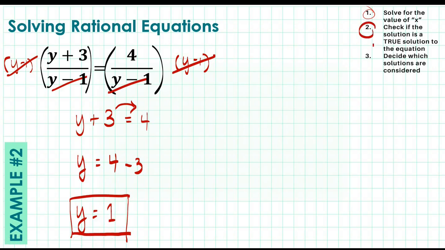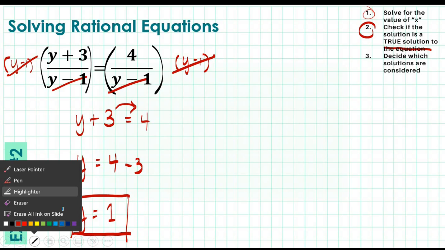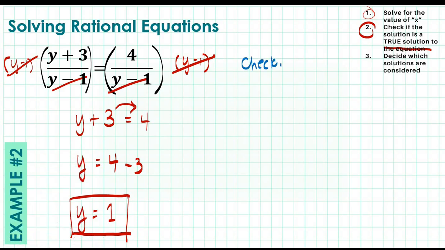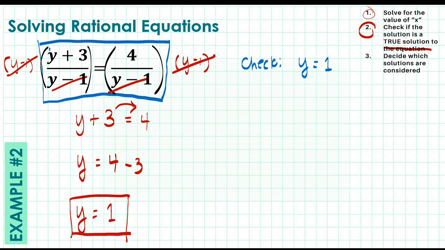Step 2, simply check if the solution is a true solution to the equation. How do we do that? Again, we just need to do the checking. So let's check if indeed y is a true solution by substituting it into the original equation. We will let all y's be equal to 1. So that becomes 1 plus 3 all over 1 minus 1. We are checking if it will be equal to 4 over 1 minus 1. The left-hand side can be simplified as 4 over 0, while the right-hand side also becomes 4 over 0.